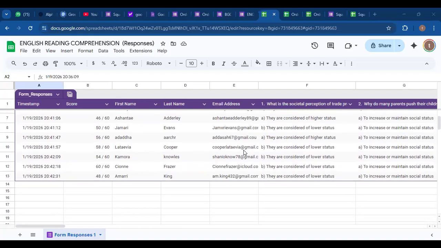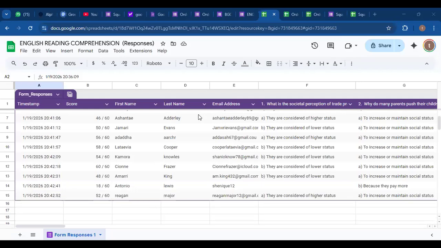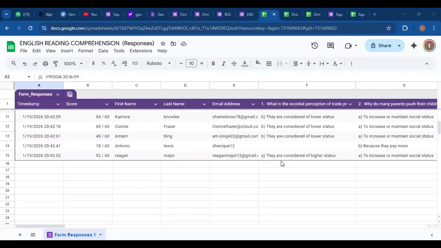Boy, Amari, you are lucky. There's Amari. Yes, sir. I had to do it over because it reset everything. Okay, no problem. Amari, if you get one wrong, you'd have to redo that. But very good. You got a 48. That's good. Reagan Major, very good, Reagan. Good night.